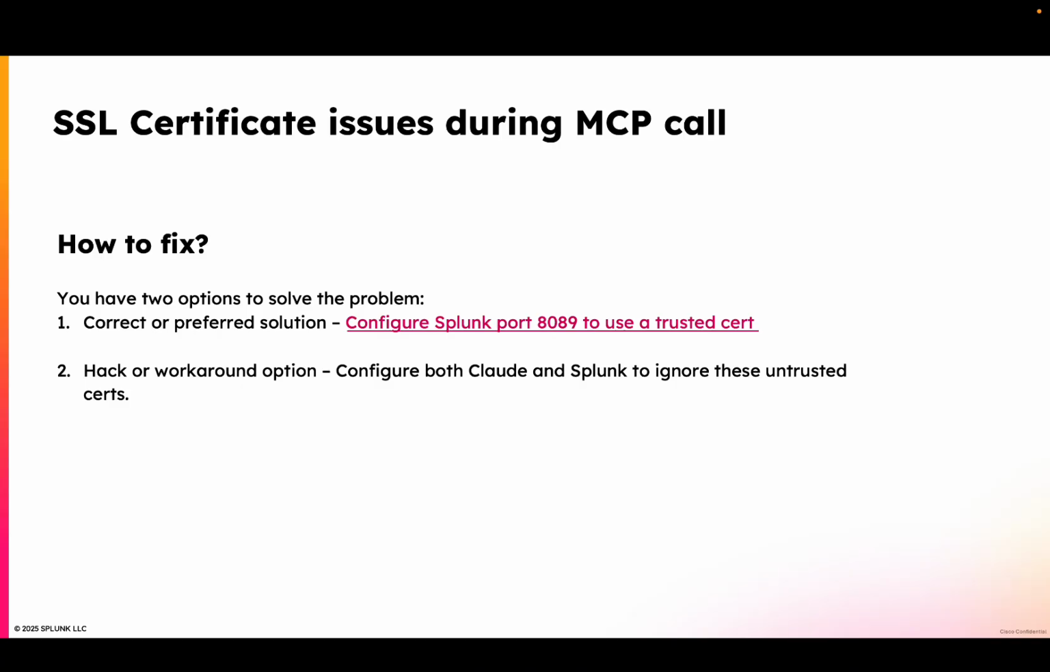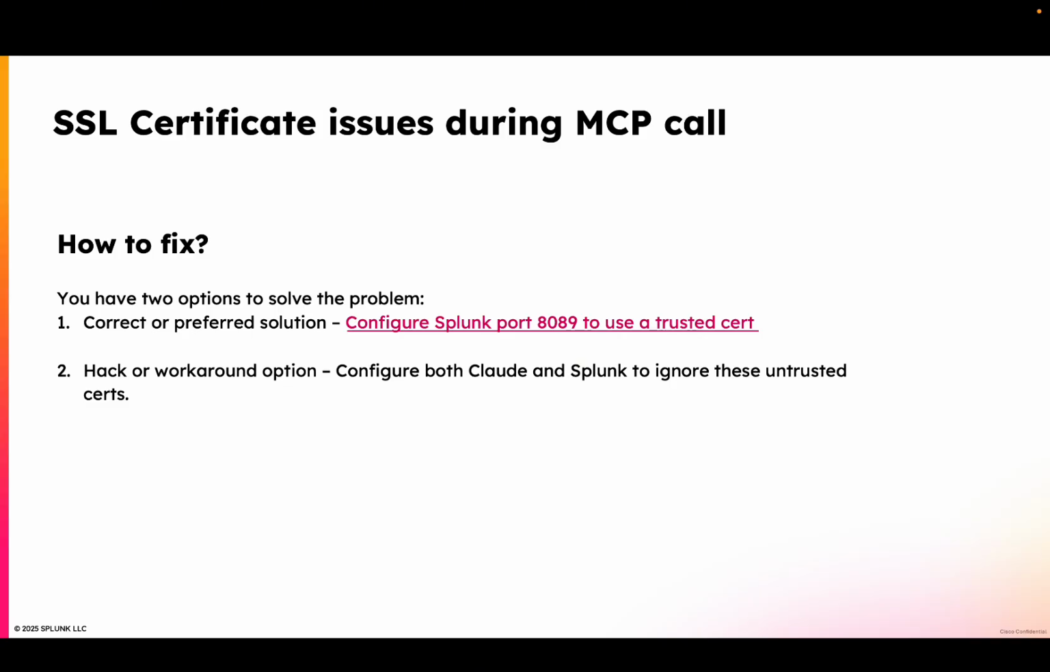Okay, so how do we fix it? Well, there's really two ways to fix it. There's the correct or preferred solution, and then there's the hack or workaround option. As most of you know, Splunk ships by default with port 8089 running with a self-signed cert. And so what we expect you to do is to insert your own trusted certificate over port 8089, and our docs pages cover how to do that.